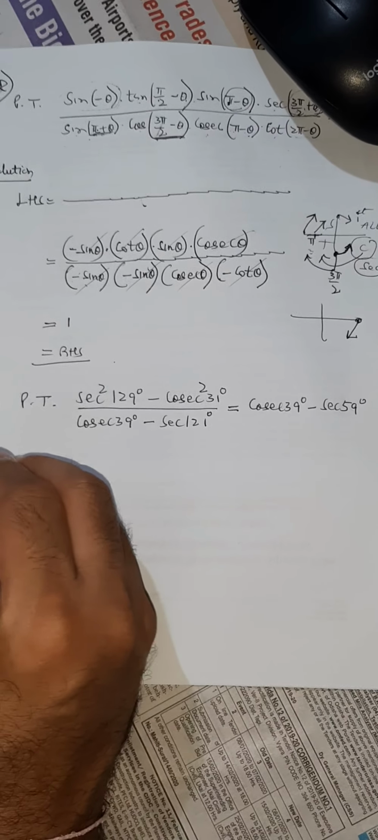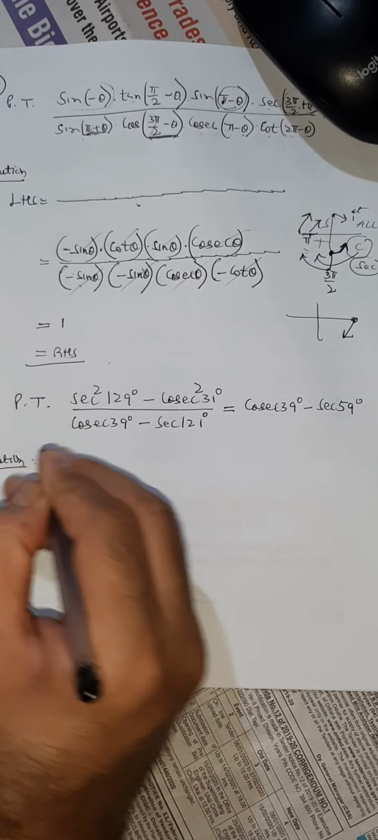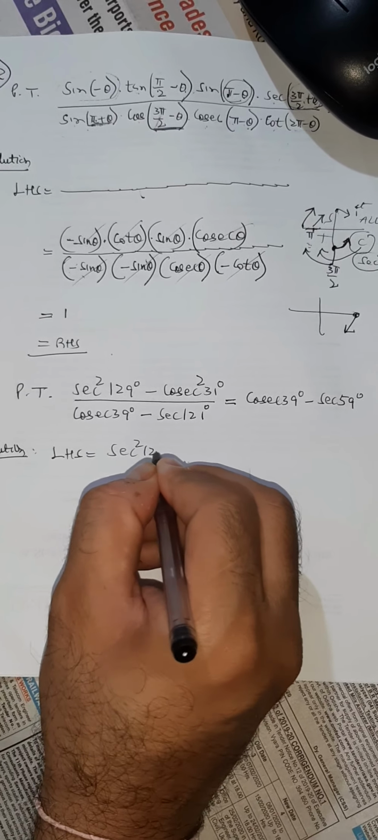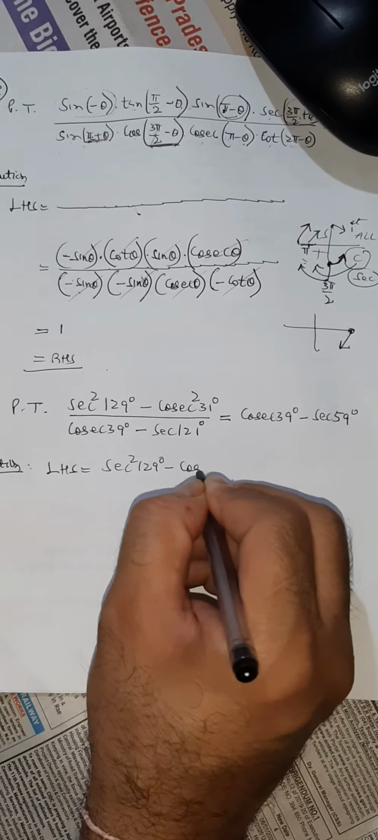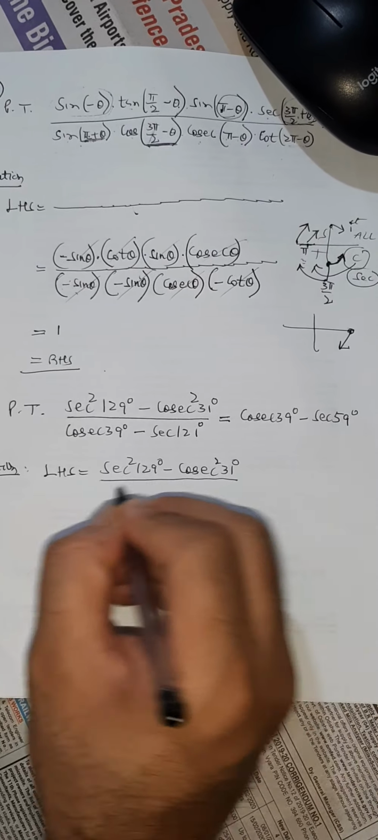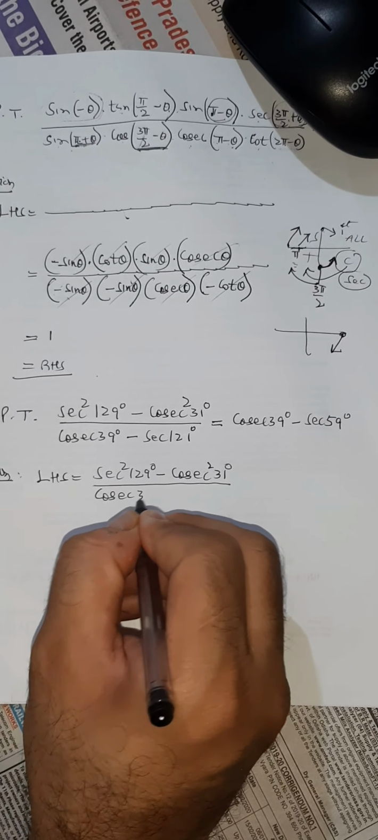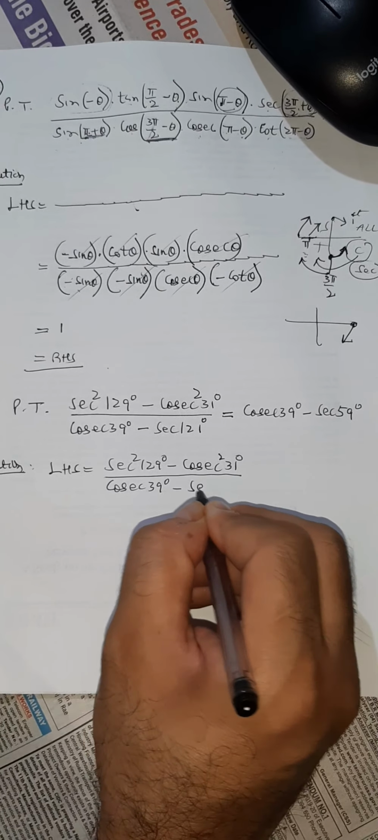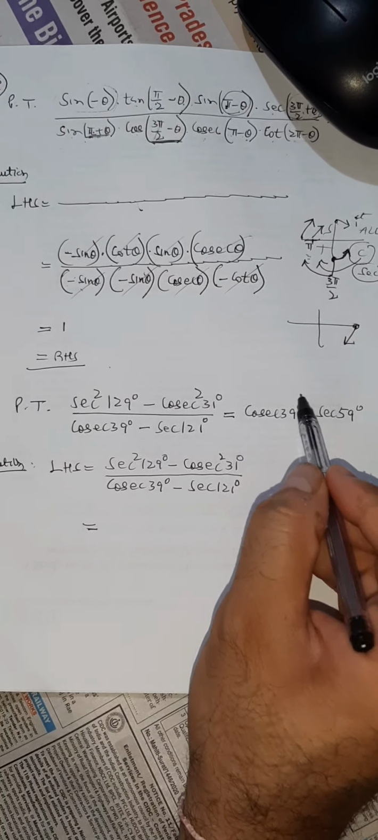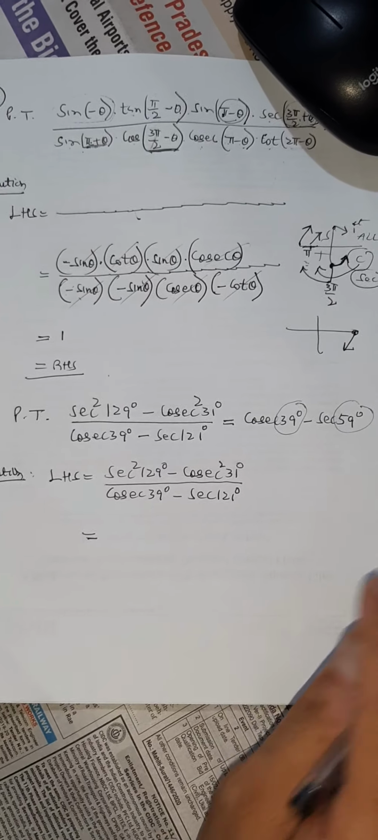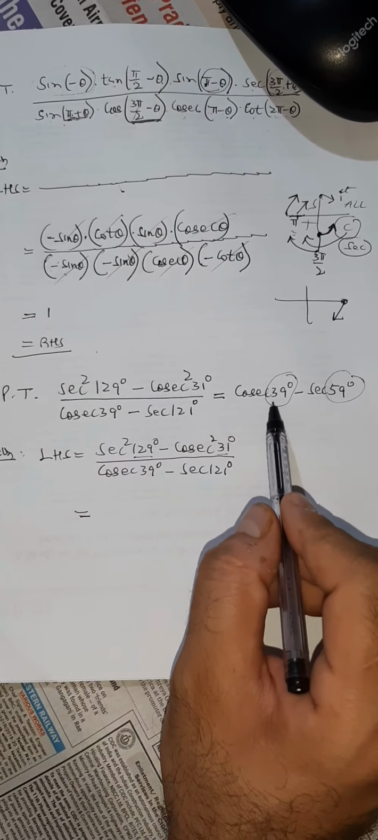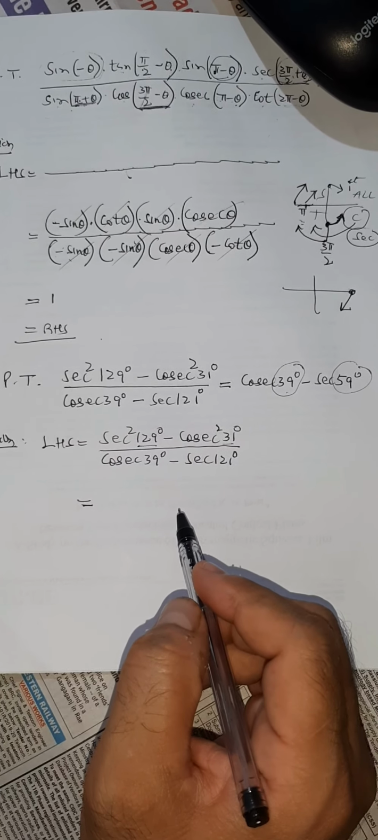So in the solution, we start with the LHS, the left hand side. So what is the left hand side? That is sec square 129 minus cosec square 31 degree upon cosec 39 degree minus sec 121 degree. Okay. Now we concentrate on the RHS. We need 39 and 59, remember. So we try to set every angle in this form, 39 and 59.